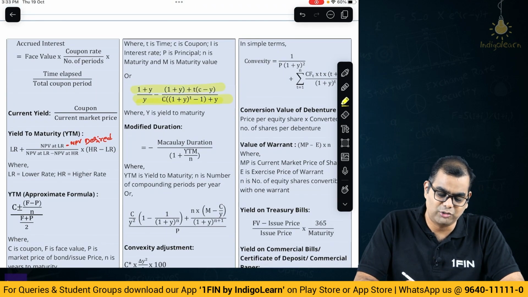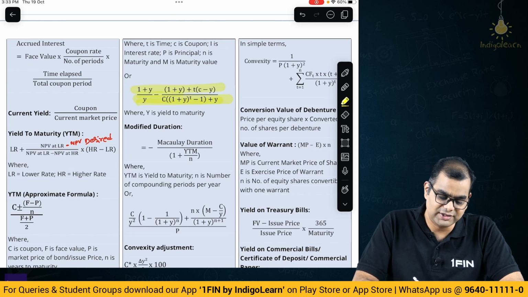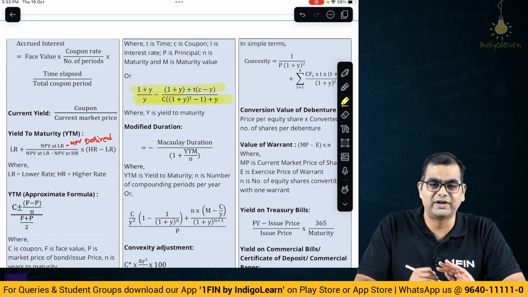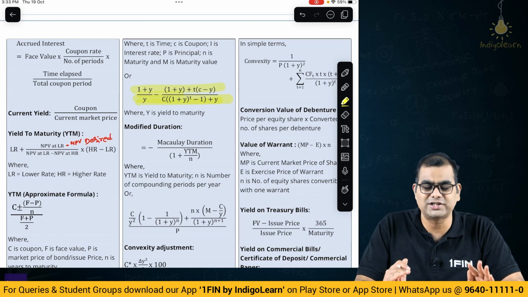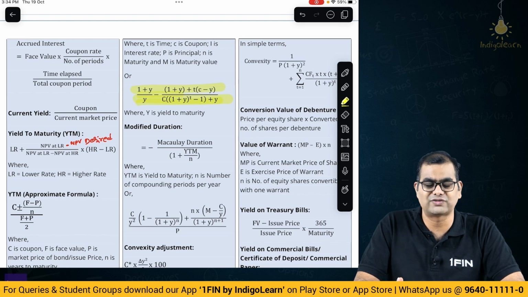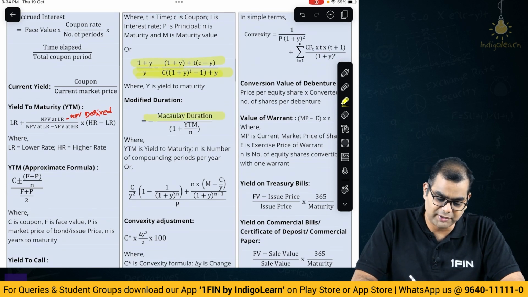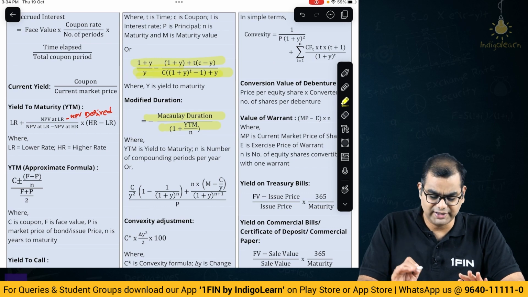This is a slightly more complicated formula. I would not use it unless required. And the formula is (1 plus y) by y minus (1 plus y plus t into (c minus y)) by c into (1 plus y) power t minus (1 plus y). I definitely would not use this because it is more logical for me to understand that duration is sigma of present value factor into coupon value or into cash flow into time divided by P0. Okay, and modified duration is Macaulay duration by 1 plus YTM by n. We will get to that.